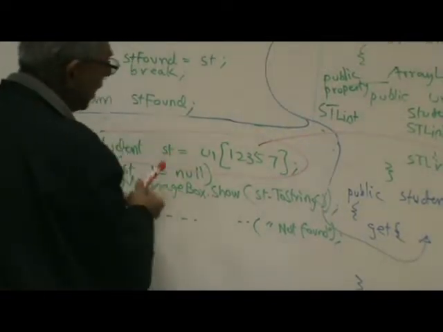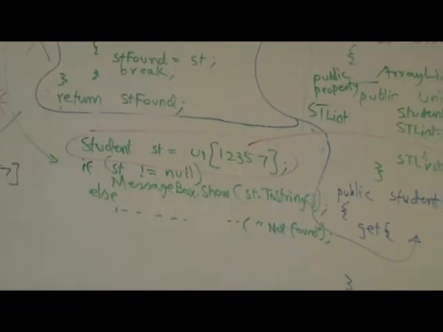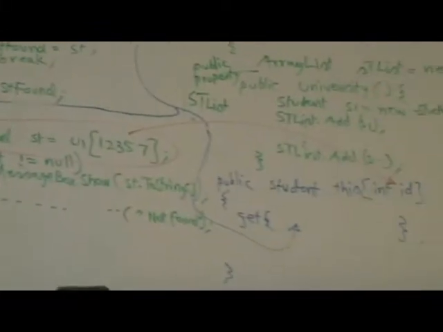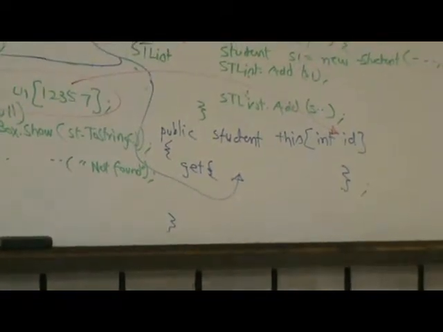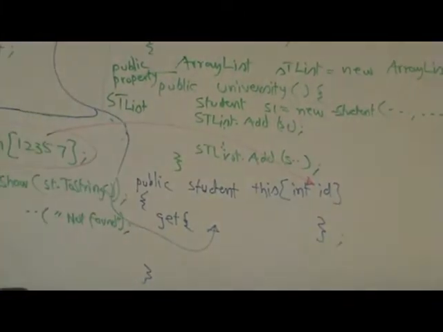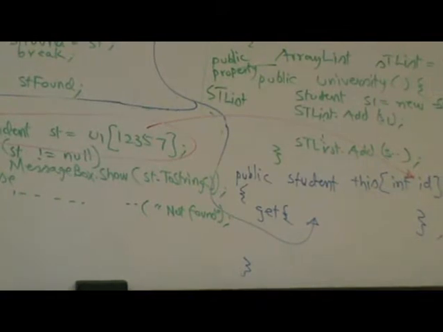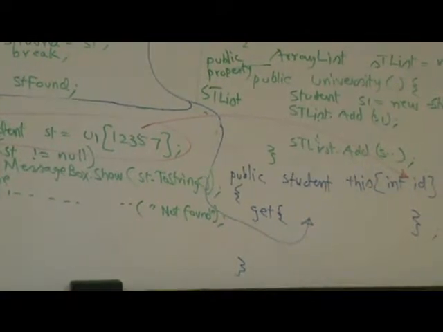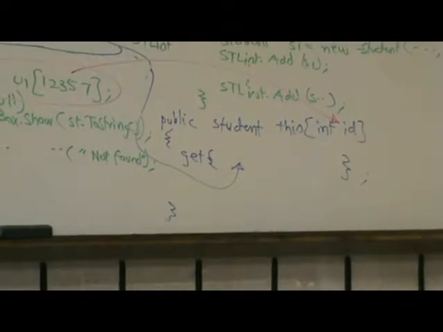Do we have to write the set part? It's up to you if you do not want the end user to modify, because remember, this is your data, right? So if you wanted only read capability, you will not write the set part over here. But if you wanted to allow somebody to be able to modify the indexer, you can write the set part also, right?